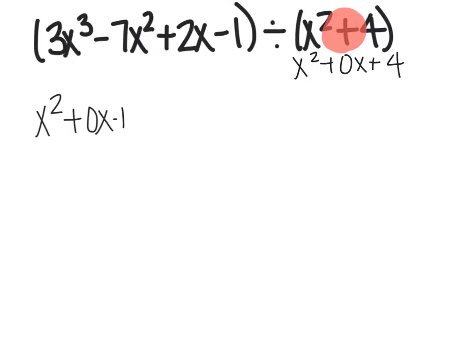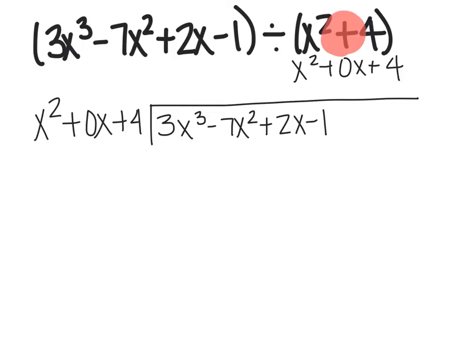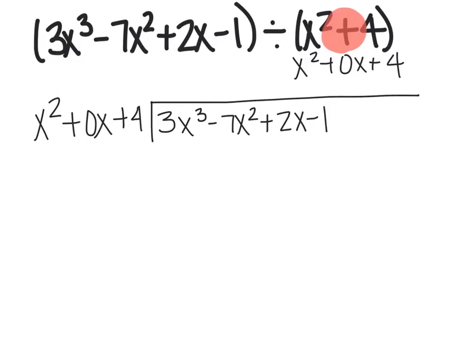So I have x squared plus 0x plus 4, and I'm dividing 3x to the third minus 7x squared plus 2x minus 1. So I first need to figure out, what times x squared is going to give me 3x to the third, and that's going to go right here. Something times x squared gives me 3x to the third. Well, that's going to end up being 3x, because 3x times x squared gives me 3x to the third.